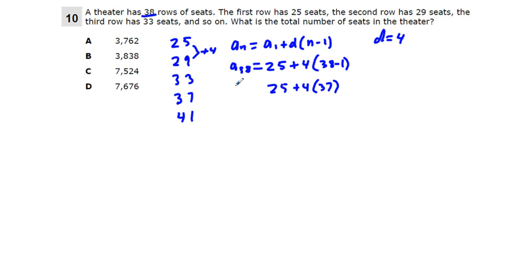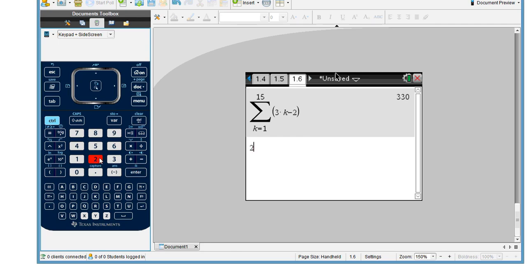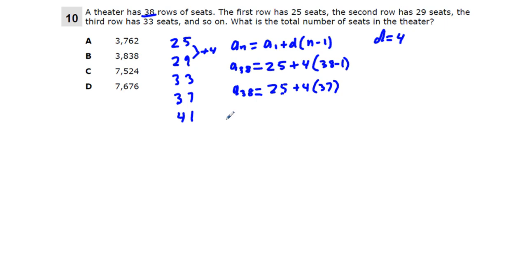Okay, let's make a sub 38. So 25 plus 4 times 37. So we get 173. So a sub 38 equals 173.